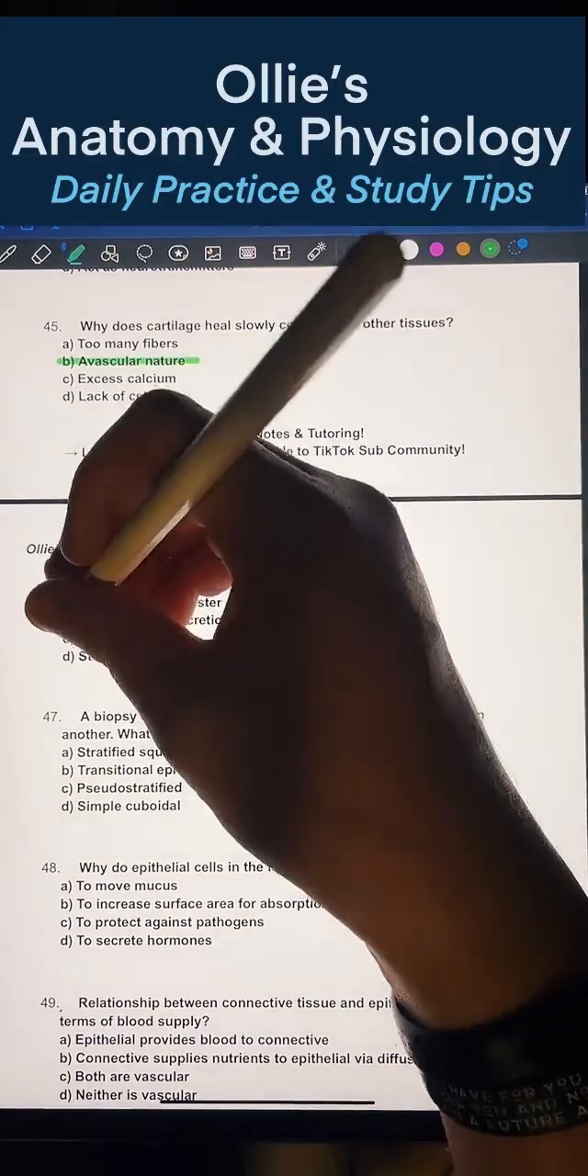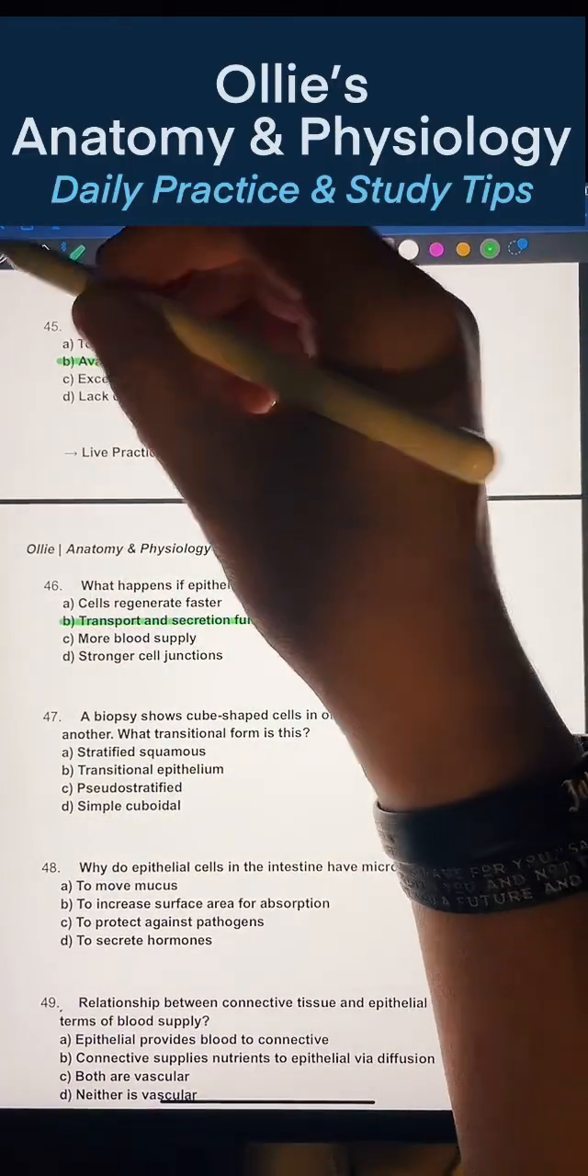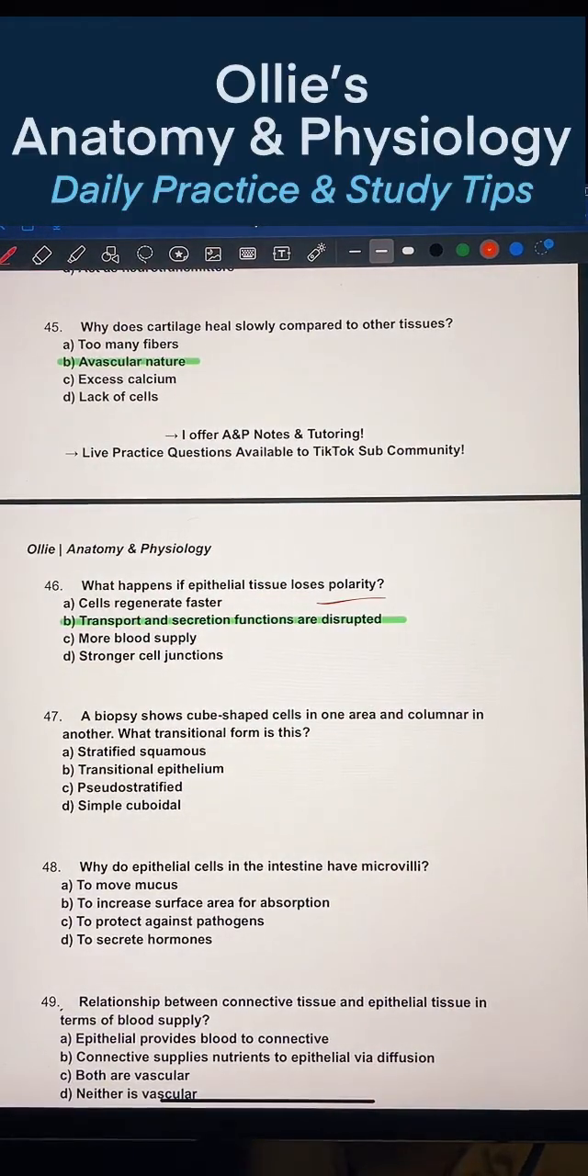Number 46, the answer is B. Transport and secretion functions are disrupted. Polarity is necessary for the directional transport and secretion.